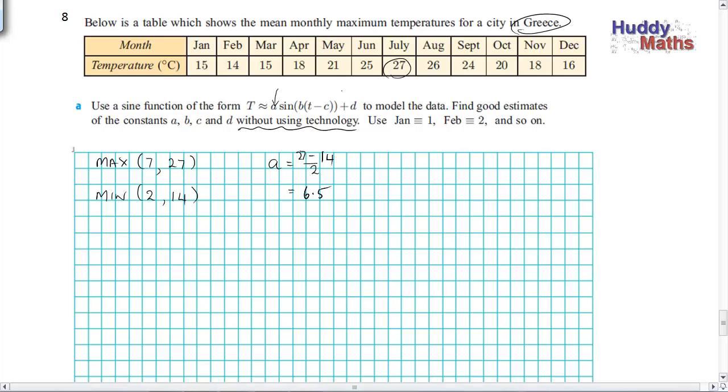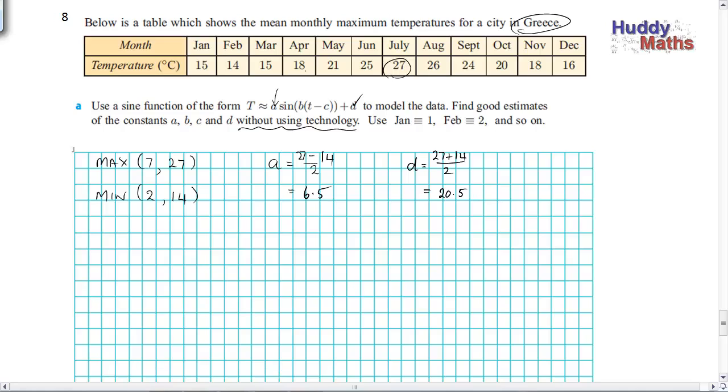Okay, what about the d value? The translation of the principal axis, right? The d value is halfway between the max and min. What's halfway between 2 scores, mate? Oh, yeah, that's a mean. So it's 27 plus 14 on 2. And if you do 27 plus 14 on 2, you get 20.5. Hey, we're going pretty good. Okay, we've only got a couple of variables there to work out, or coefficients to work out there.